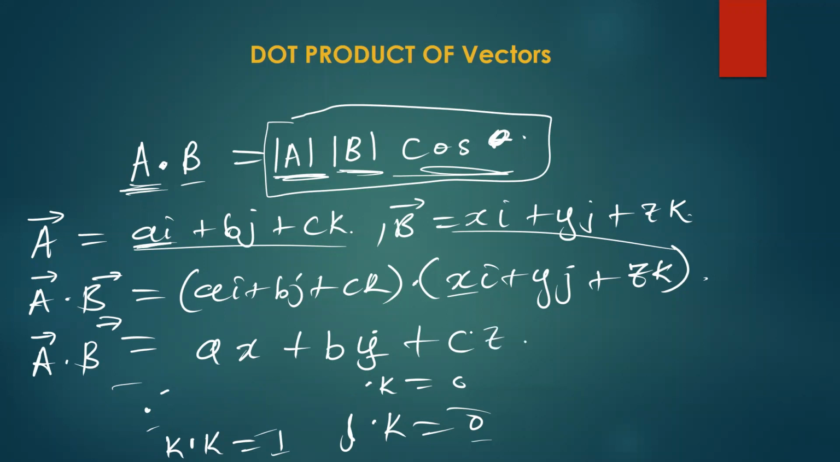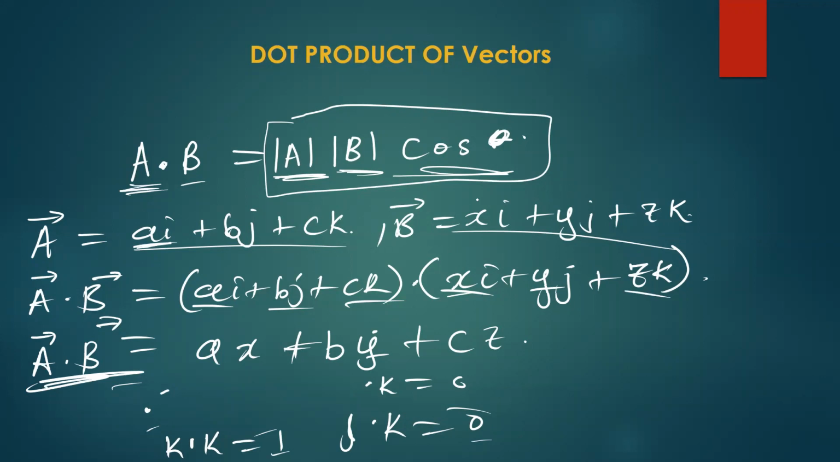So what that means is that if you want to find the dot product given two vectors, you simply have to multiply the corresponding terms. You multiply A and X, and then plus B times Y, and then plus C times Z. So this is just a quick revision about the cross product, rather the dot product.